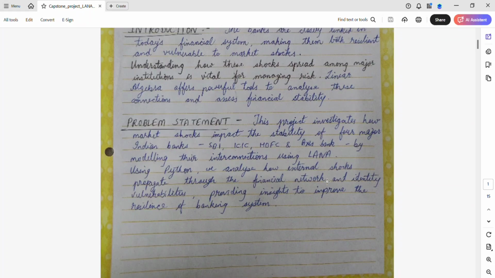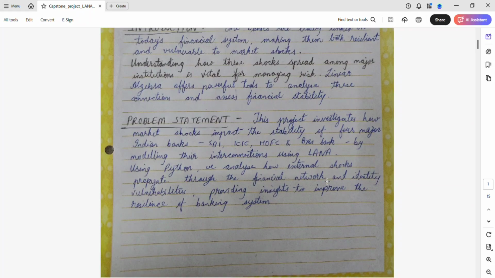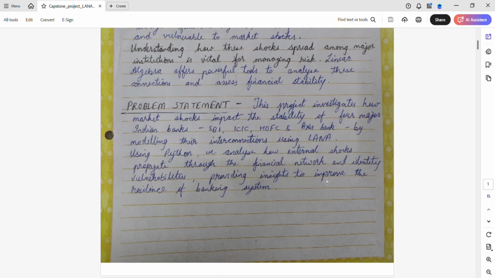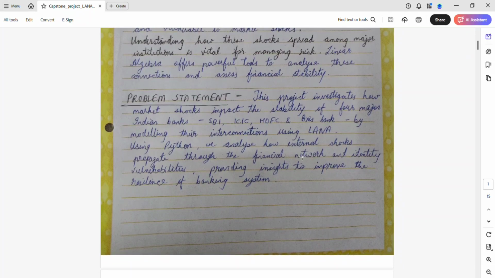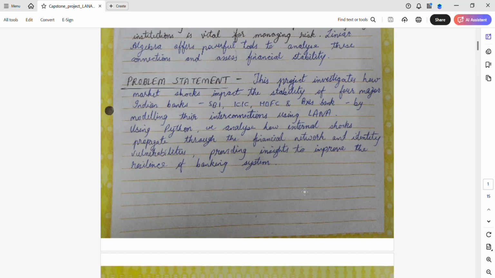So now you can see the problem statement. Financial markets are deeply interconnected. When one institution is hit by a shock, the impact often spreads to others. Using tools from linear algebra, I aim to model and analyze these ripple impacts on four major Indian banks: SBI, ICICI, HDFC, and Axis Bank.